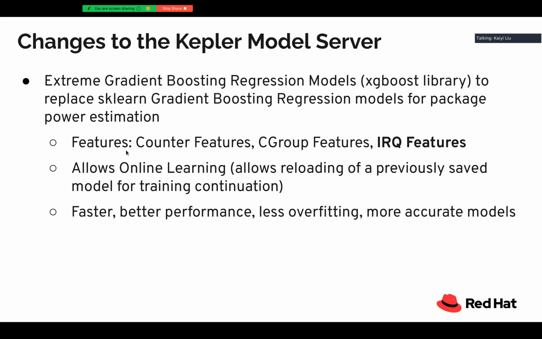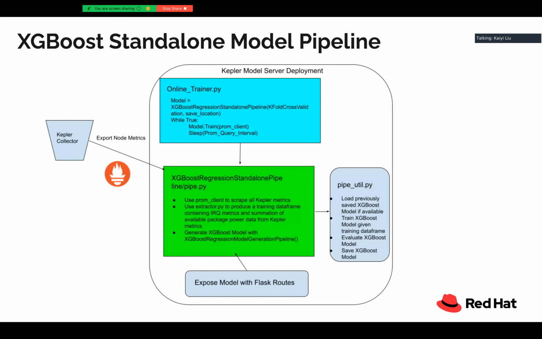it would use features like counter features, cgroup features, and hierarchy features, and these will be used to predict package power. In this example, I've already set up the pipeline for the standalone model, which uses the 3 IRQ features to predict package power, and I'll go over that more in the demo. There's a quick demo at the end. So just a big overview of the XGBoost standalone model pipeline.